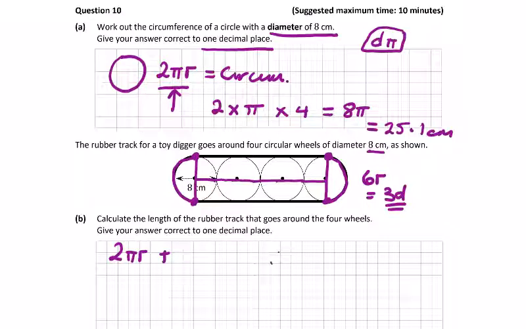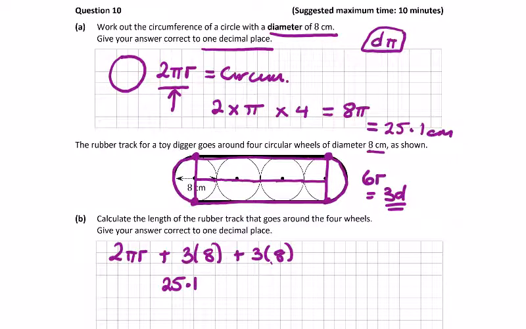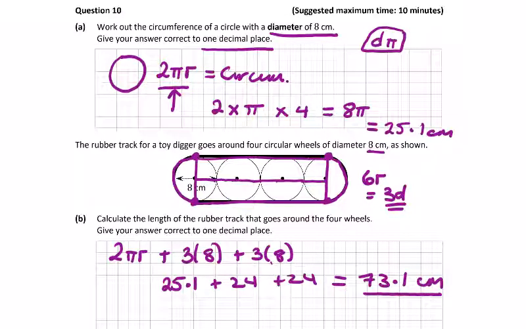So we have 3 diameters. Diameter is 8, so 3 times 8. So we have the 25.1, and don't forget now we have them top and bottom here. So we're going to need to add 3 times 8 twice, are we? Because obviously it's not going through the middle, we have the top and bottom. So that's 25.1 plus 24 plus 24, 48 and 25 is 73.1 centimeters for the length of the rubber track in part B.